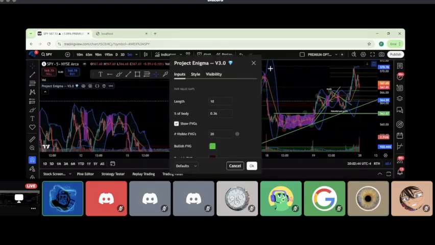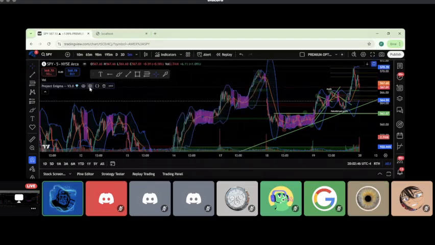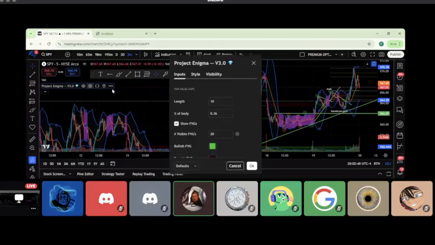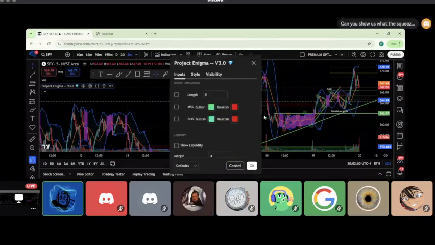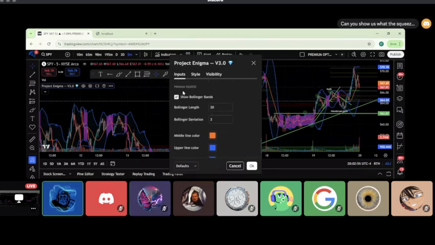For you guys who don't know, the settings button is right here. You click that and you can find the Bollinger squeeze settings down here underneath premium squeeze. So you could turn it on and off if you wanted to. The default is on, I believe.